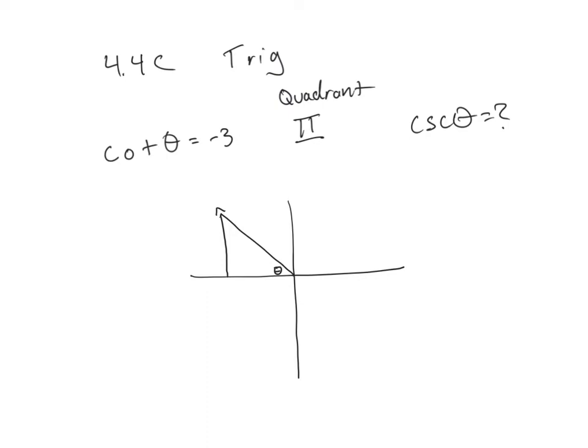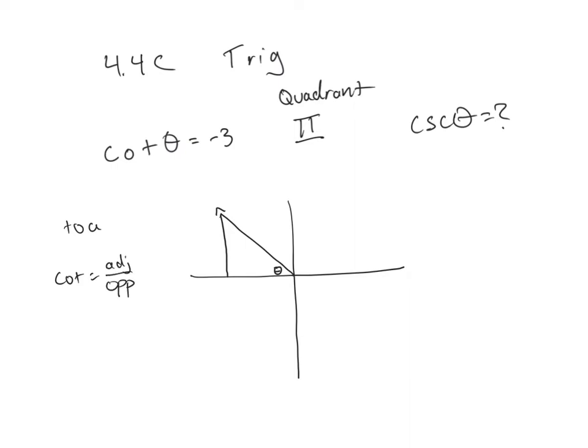Our cotangent of this theta is going to be the inverse of our tangent. So TOA is opposite over adjacent. So cotangent is our adjacent over our opposite, right? So cotangent is our adjacent over our opposite.